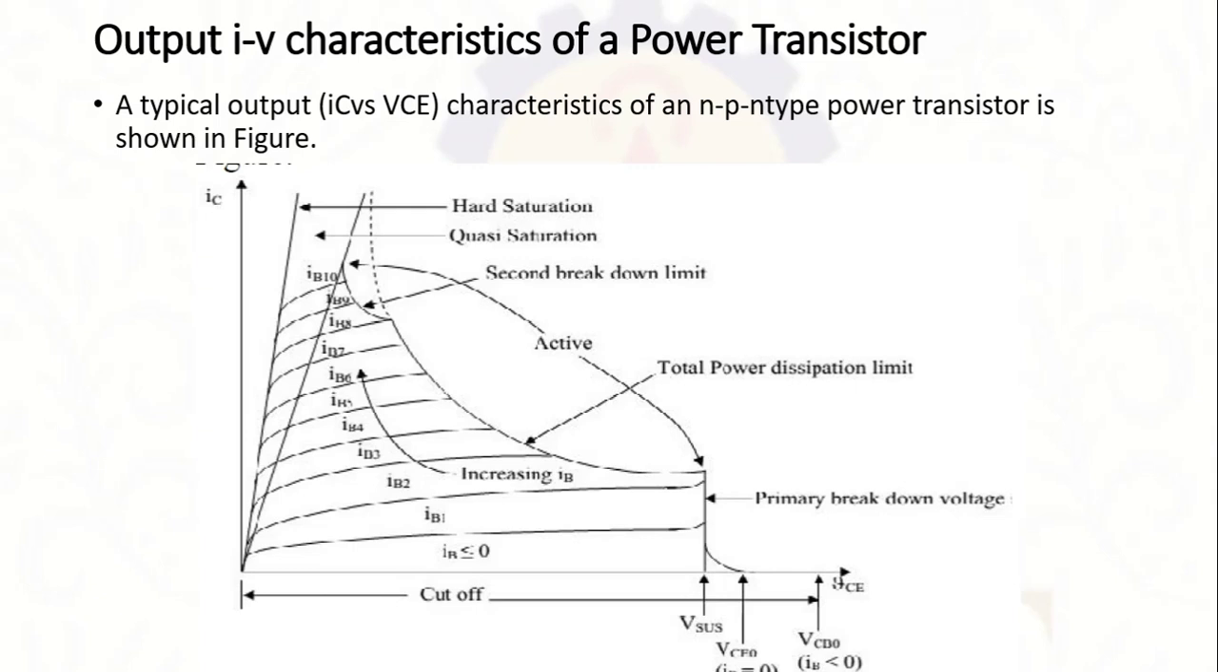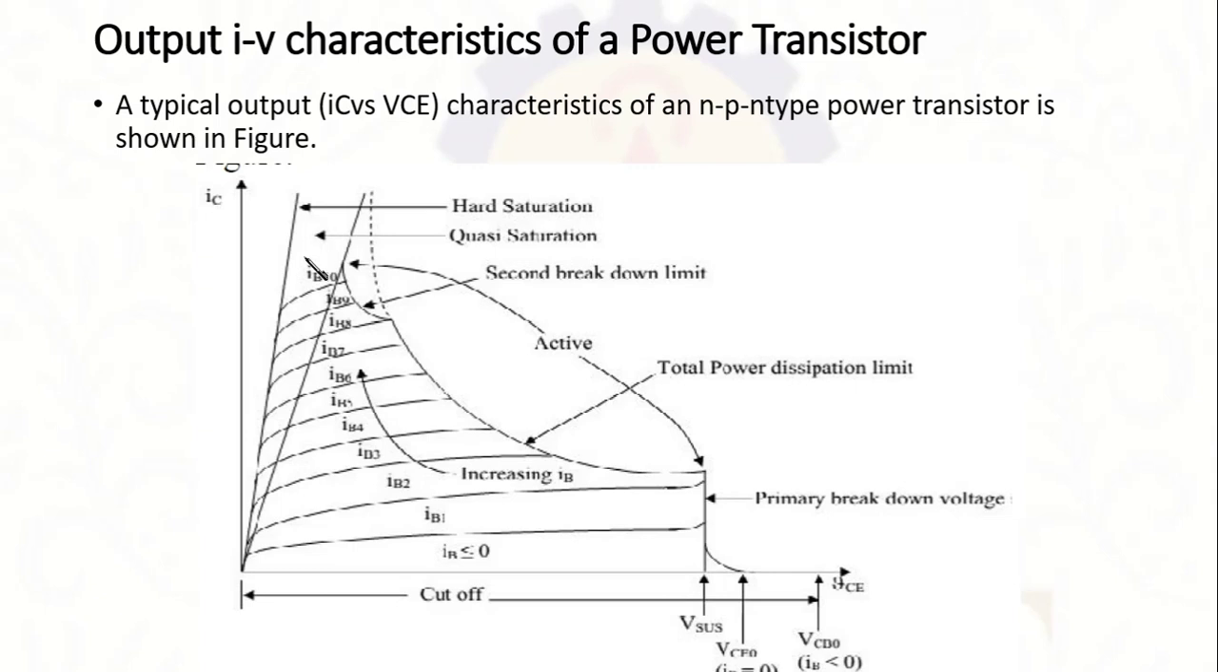Okay, so that is the effect of second breakdown. And now we will see the saturation regions. Like we discussed, there are two saturation regions. One is the quasi-saturation, another one is the hard saturation. A quasi-saturation region and the hard saturation region.